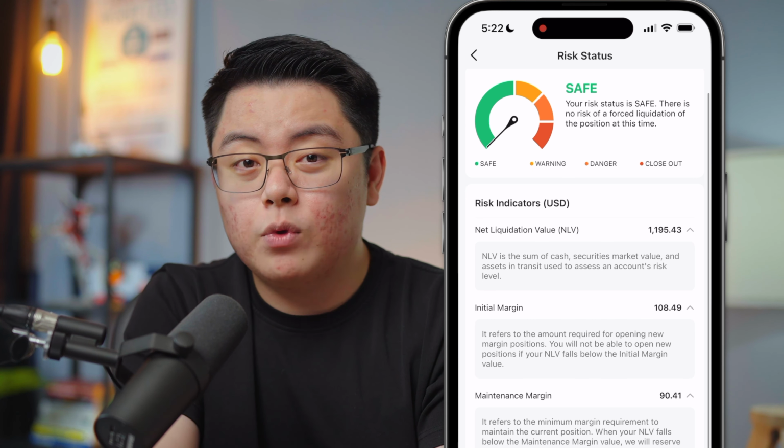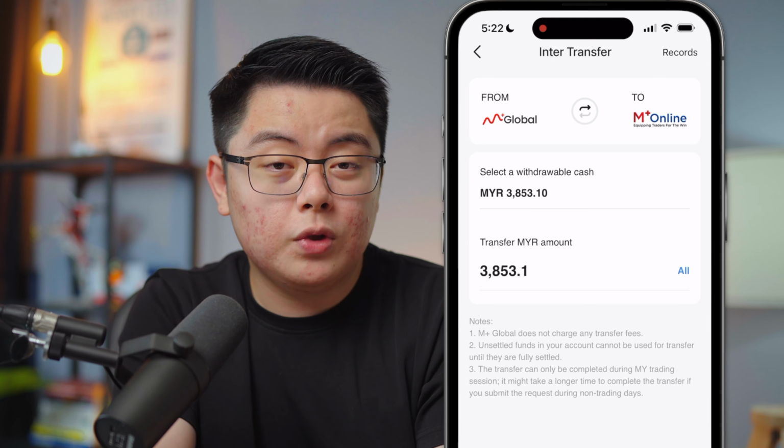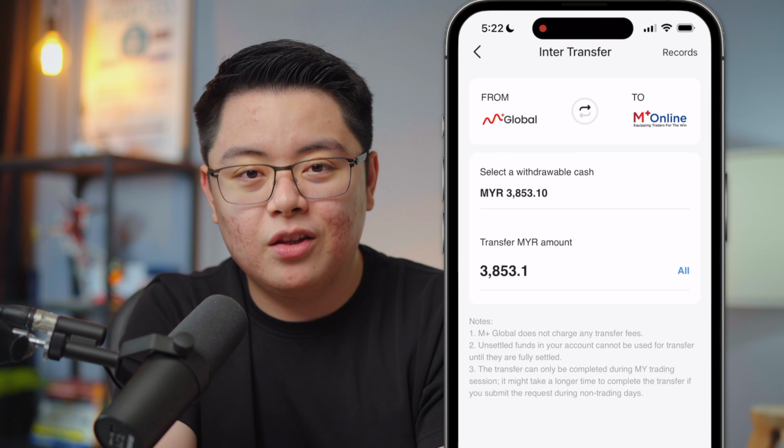And trade, this button is where you can start buying or selling stock. We'll come back to this one in the next section. Inter-transfer, this button allows you to transfer ringgit cash between your M+online and M+Global account. So let's say if you have a M+online Bursa CDS account, this is a button you can go for. But if you are totally new to M+Global, you can ignore this feature.